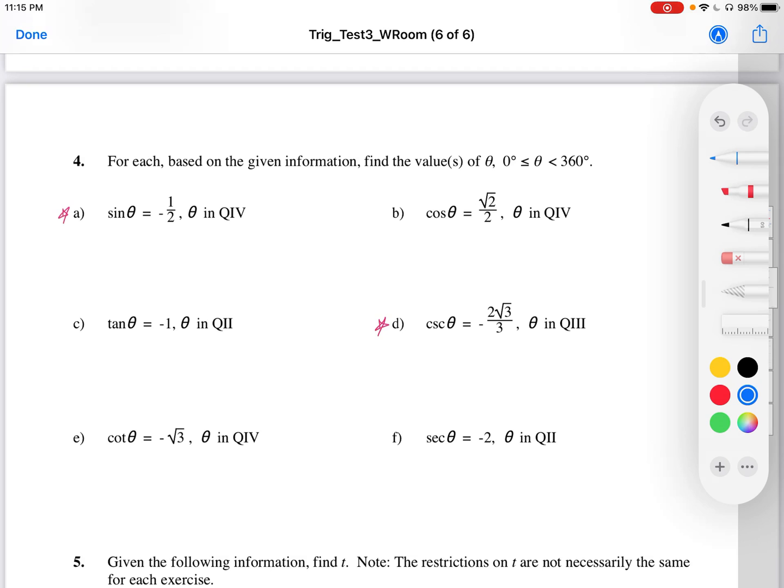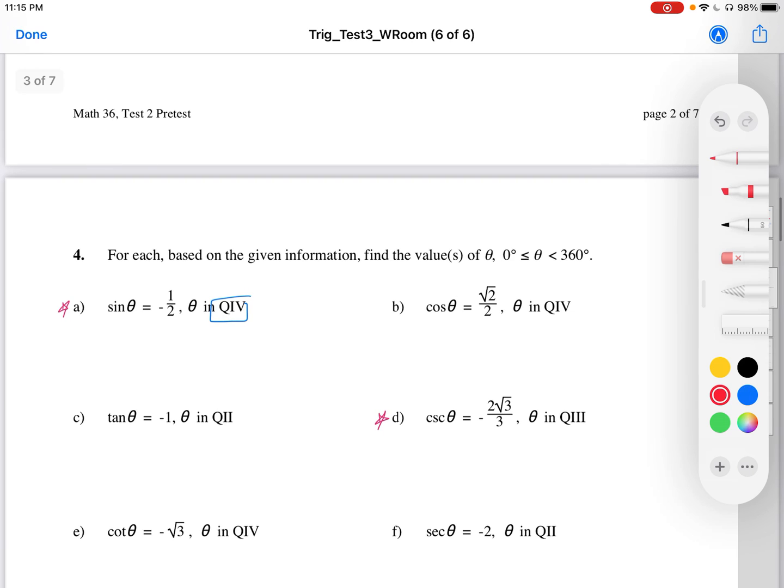For the next problem, for each base of the given function, we want to find the values for theta where theta is between 0 and 360. Okay, so I want to find the degree given the answer. Now it's telling me the quadrant we're in. That's important because that will let us know whether it's positive or negative.